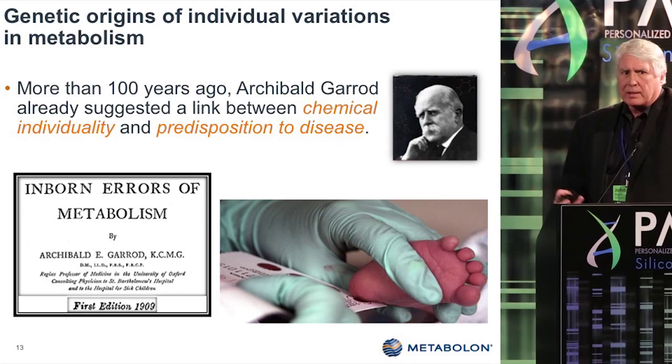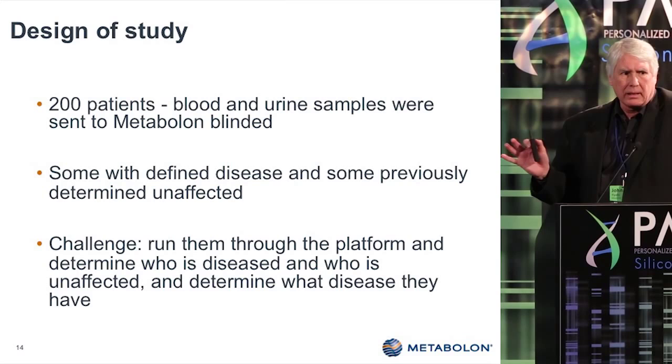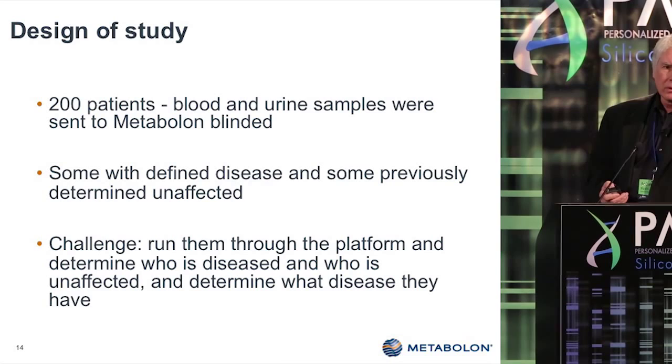So Art proposed a study to us and said he was going to send us 200 patients, and they'd send blood and urine. It's going to be completely blinded. And there'd be cases and controls in the group, and he wanted us to call who was a control, who was a patient, and what disease did the patient have.